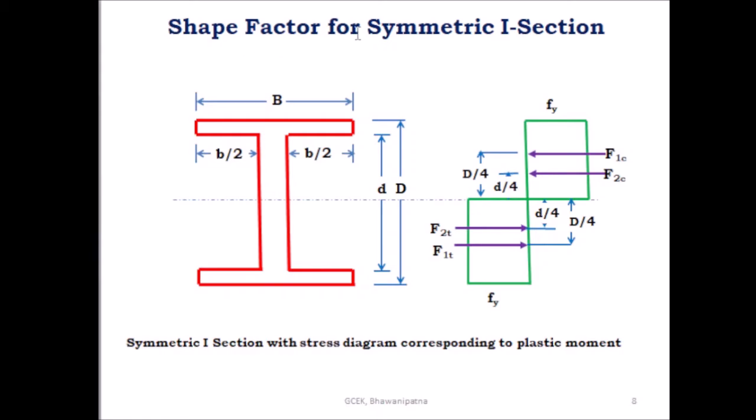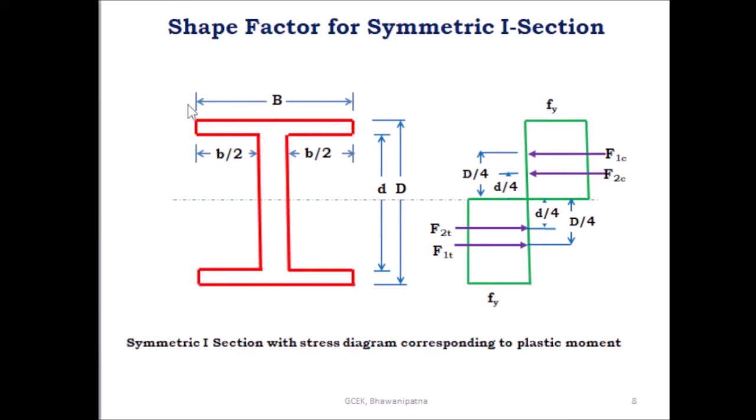Similarly, here we will find out the shape factor for the symmetric I section. This is the I section, and this is the flange, this is the web, this is the flange. This is two flanges and this is the web. The width of the flange is capital B and the depth of the I section is capital D. So here what you have to do, you have to find out the shape factor by considering this total.